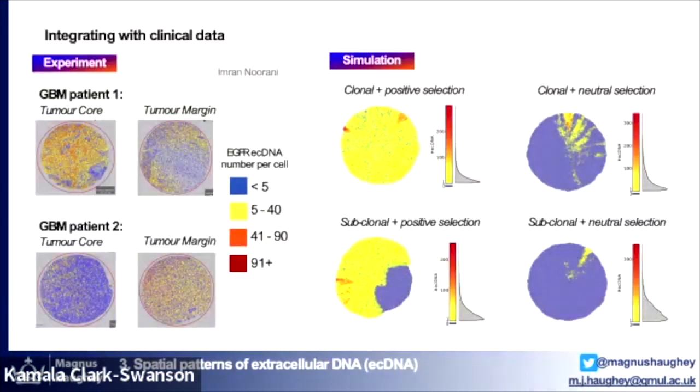From this. So I'll just quickly flash this slide because I'm out of time, but we have some spatial data where you can see very heterogeneous populations on the left here of ecDNA copy number. And so we're now beginning to use spatial modeling to try and understand what processes drive this observed heterogeneity. But that's me out of time.